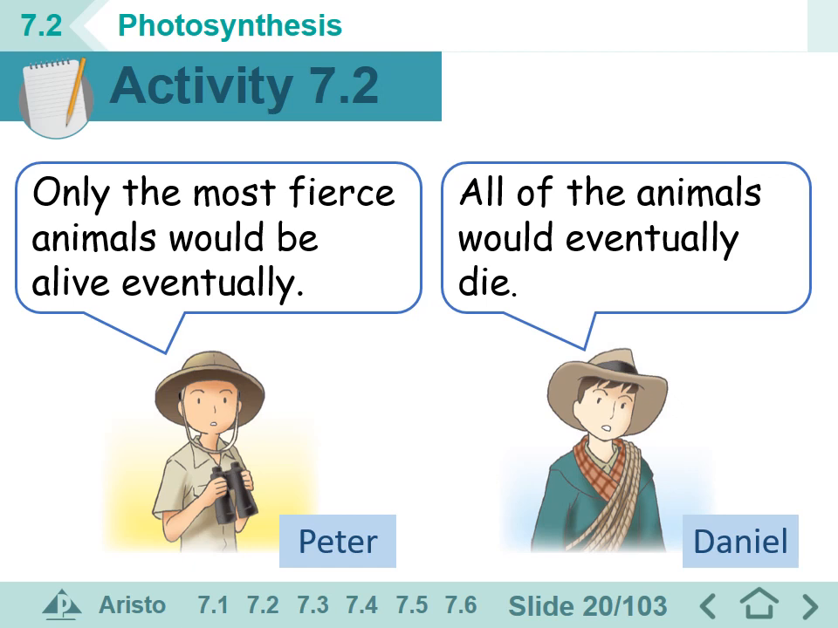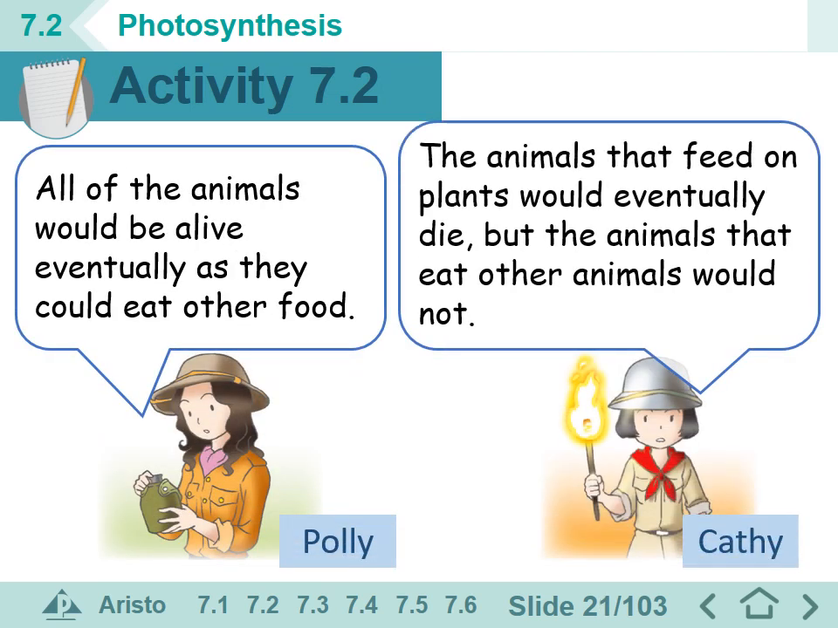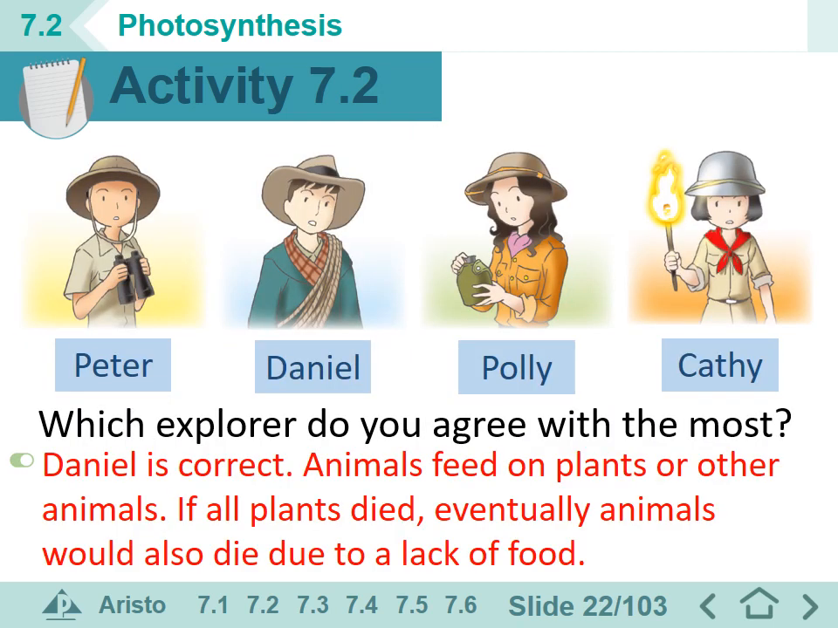Okay, so now you may read the sentences of Peter and Daniel, and then Polly and Kathy. Which statement is correct? I think she already has this, right? So Daniel is correct, because all the animals feed on plants and other animals, right? If all the plants died, eventually all other animals would die as well.